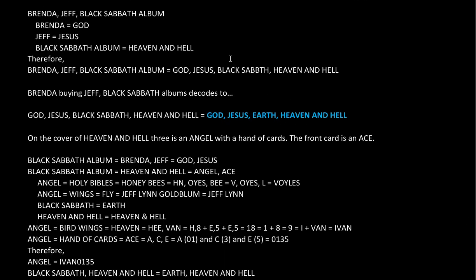One, Brenda equals God, Jeff equals Jesus, Black Sabbath album equals Heaven and Hell. Even though Heaven and Hell wasn't one of the albums she bought me, Heaven and Hell is an album. So the words Black Sabbath album can reference Heaven and Hell. So from Brenda buying Jeff Black Sabbath albums, we get God, Jesus, and Heaven and Hell.